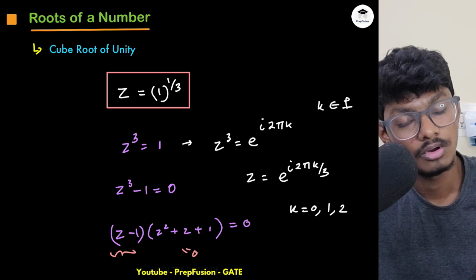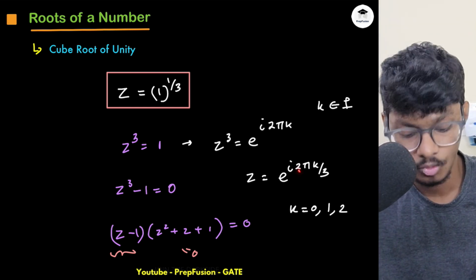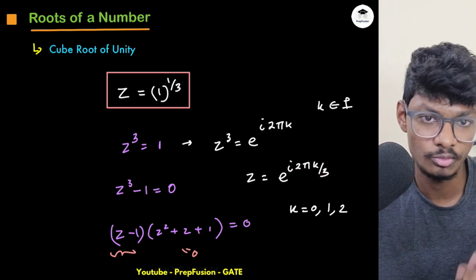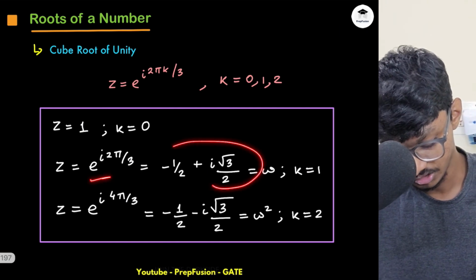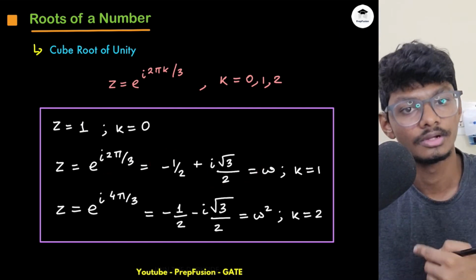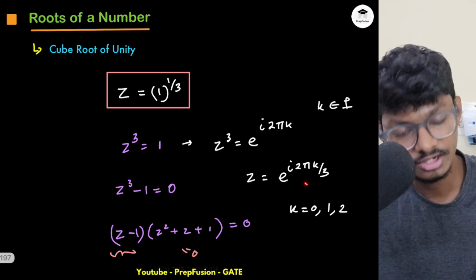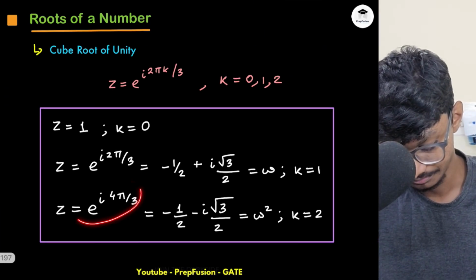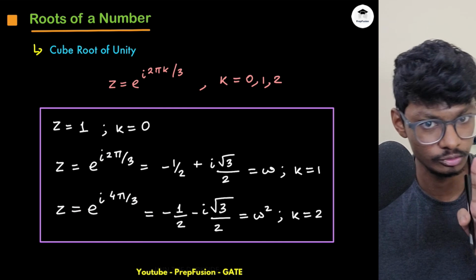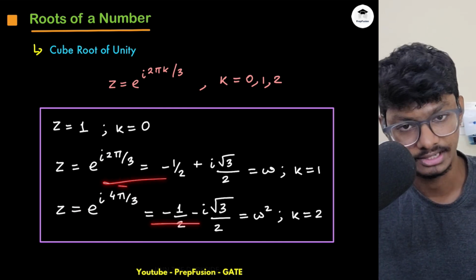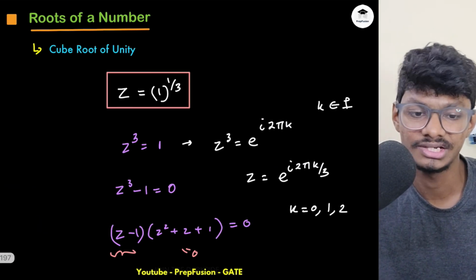K equals 1 means 2 pi by 3. So what is e raised to power i 2 pi by 3? You will see that this is exactly what you computed from the quadratic equation solution. And what is e raised to power i 4 pi by 3? It is exactly the other root. You get 2 solutions: one is e raised to power i 2 pi by 3 and the other is e raised to power i 4 pi by 3. Basically what am I doing?